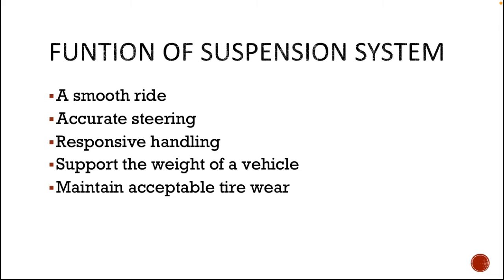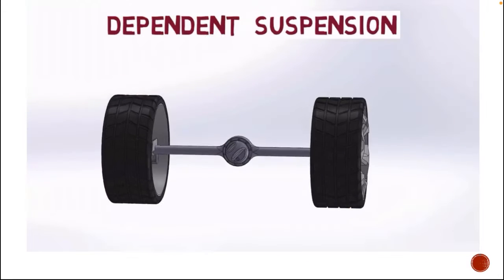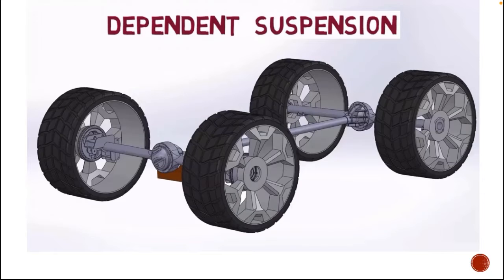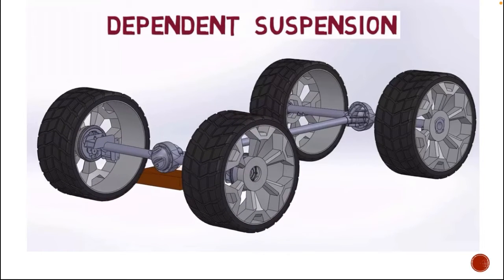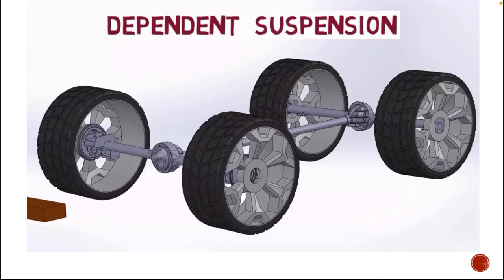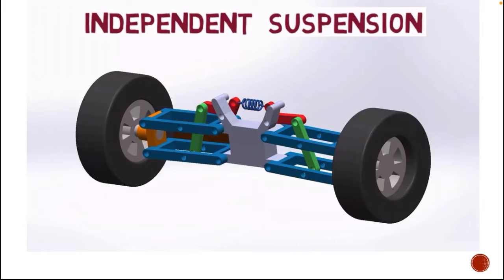Now we can see what the different types of suspension systems available are. These are the types of suspension system: dependent and independent suspension systems. In a dependent suspension system, there is a linkage between the two tires. The force acting on one wheel will affect the other wheel as well. Independent suspension systems allow both wheels to move up and down independently.